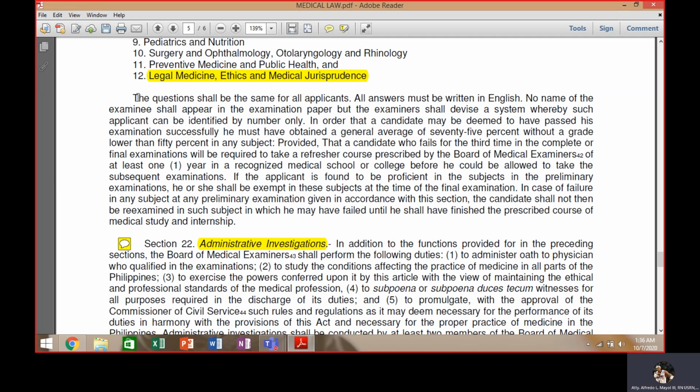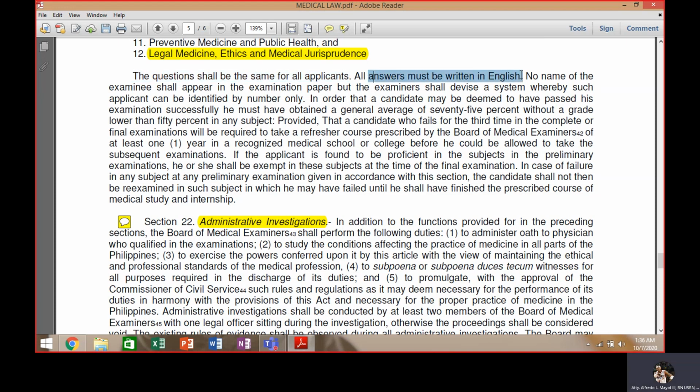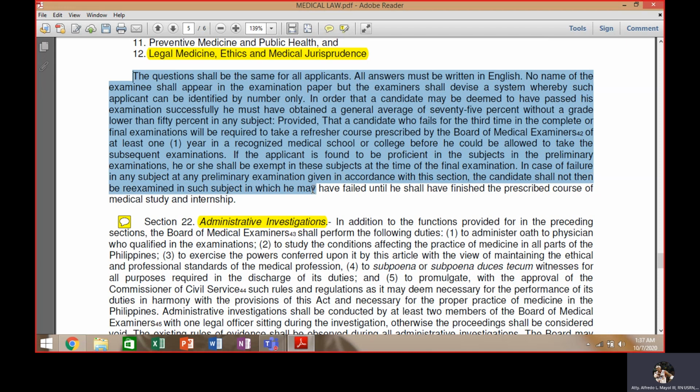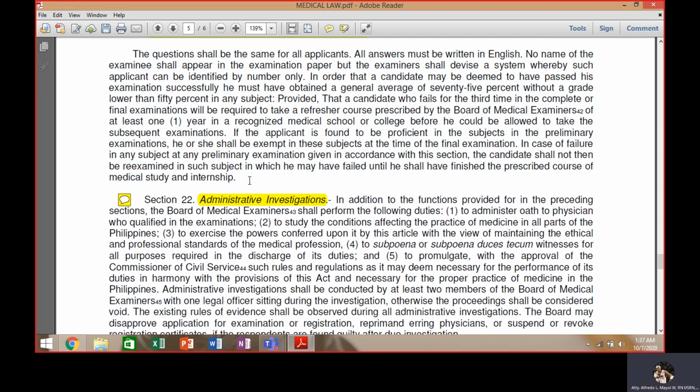So the questions shall be the same for all applicants. All answers must be written in English. Okay, so right now the examination is a multiple choice question. Okay, this provision has been amended. However, we will still read this because it is part of the law. So no name of the examinee shall appear in the examination paper, but the examiner shall devise a system whereby such applicant can be identified by number only.